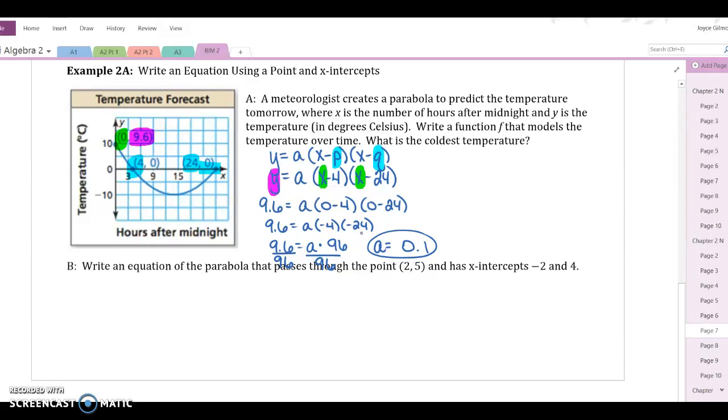Okay, now the problem doesn't say figure out what A is. The problem says write a function or an equation that models the temperature over time. So go back to this step when we didn't know what A was, but we had everything else in there. Y equals 0.1 times x minus 4 times x minus 24.